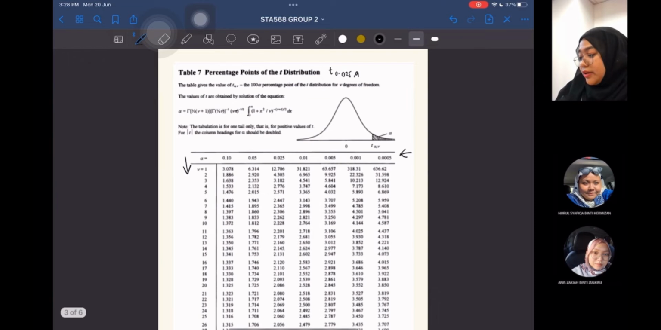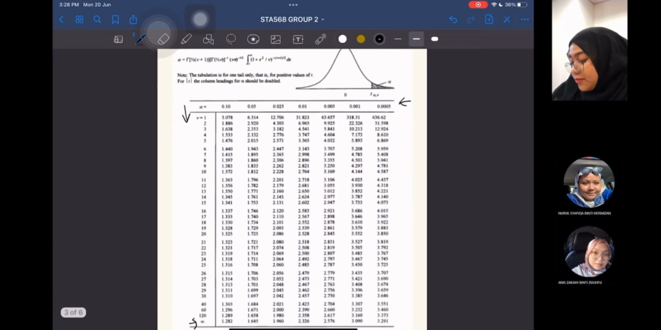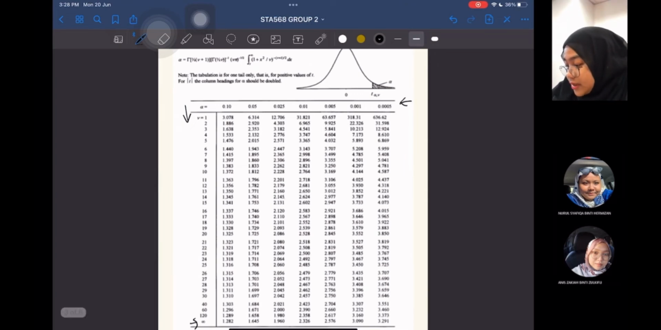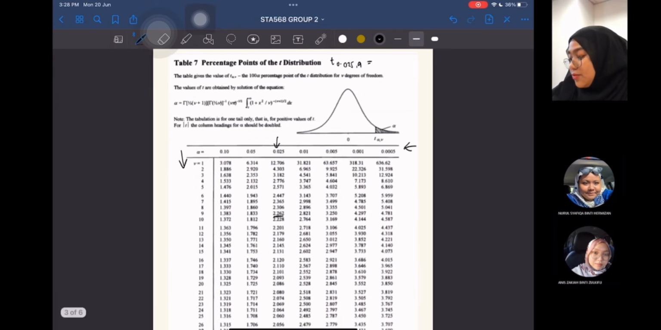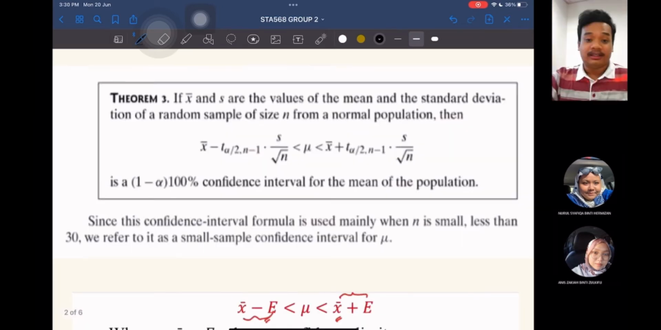So we find the value of t 0.025 and 9 from table 7, with the value like this one. T 0.025 with 9 degrees of freedom is this one. The value is 2.262. That's all from me. Now we will look at the formula for case 2.